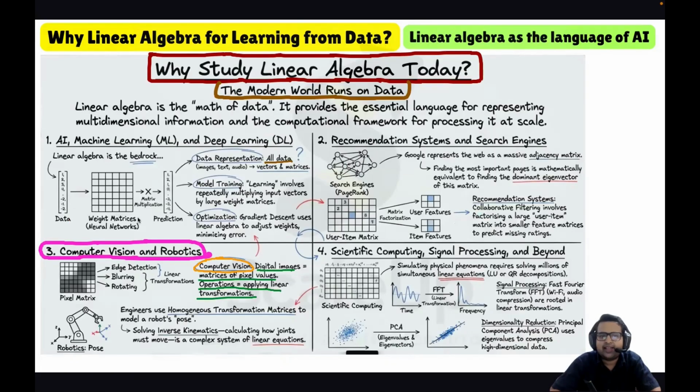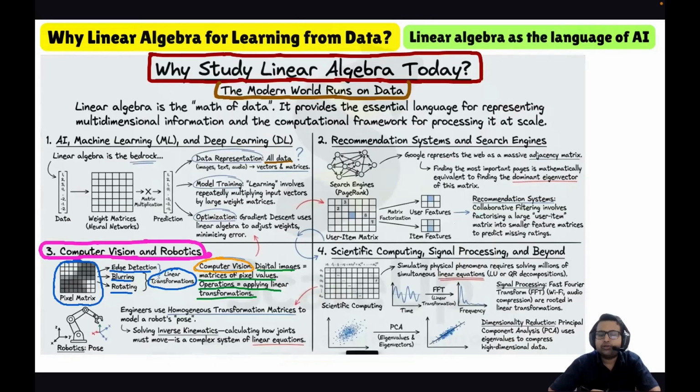The idea is that in computer vision, we represent digital images as matrices, a pixel matrix, a matrix containing the pixels. And the operations on these images, like edge detection, blurring, and rotating, are basically linear transformations on these pixel matrices. Hence, computer vision heavily makes use of linear algebra, because whenever we are talking about matrices, we are talking about linear transformations, we are talking about linear algebra.